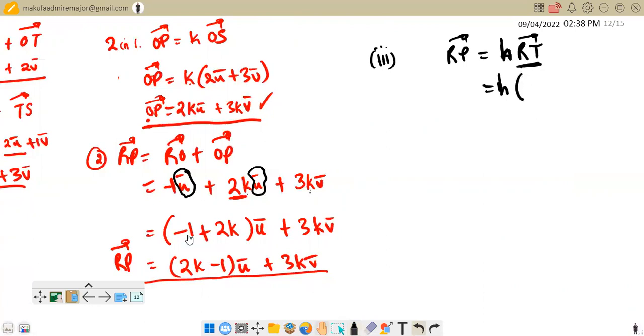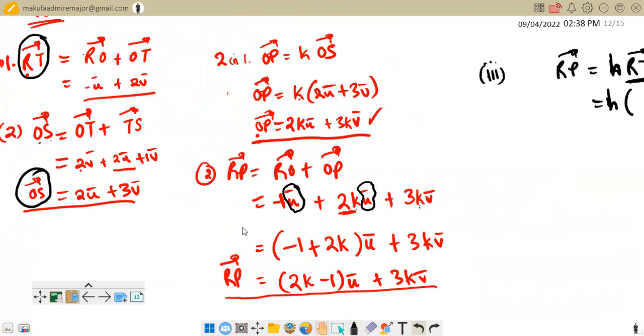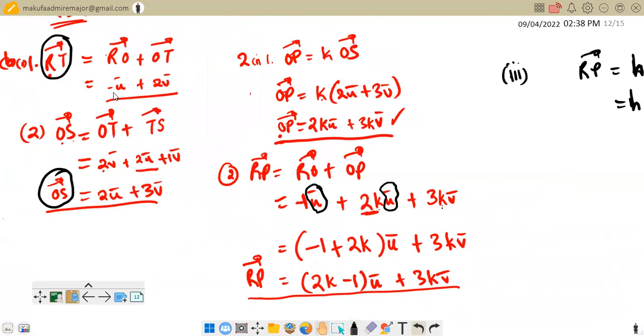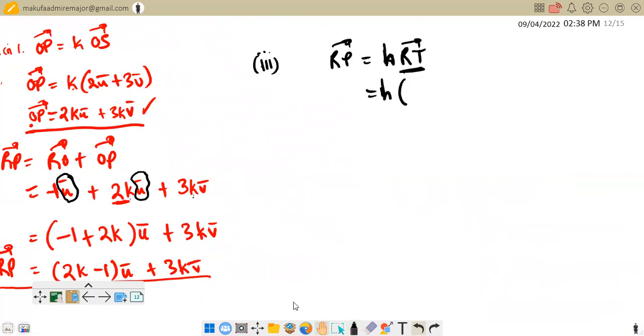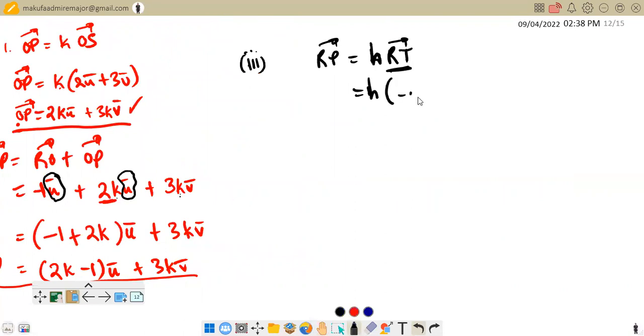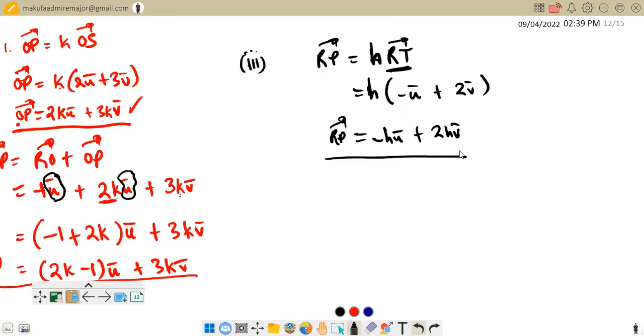And we said we calculated RT before. Our RT gave us minus U plus 2V. So this is what you got here, minus U plus 2V, like that. You can multiply by your H, which is a constant, so it's going to be minus H vector U. H times 2 is going to be 2H vector V. If you want to extend your vector further, you can write it as minus HU plus 2H vector V. That's what you're going to have at the end.